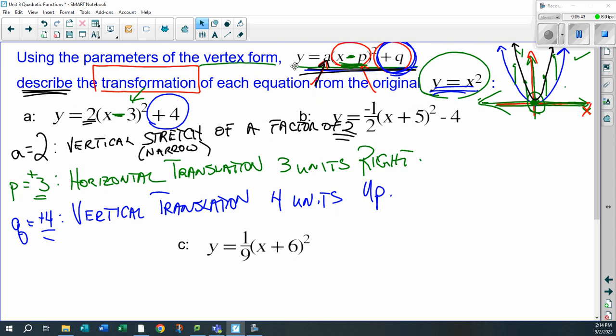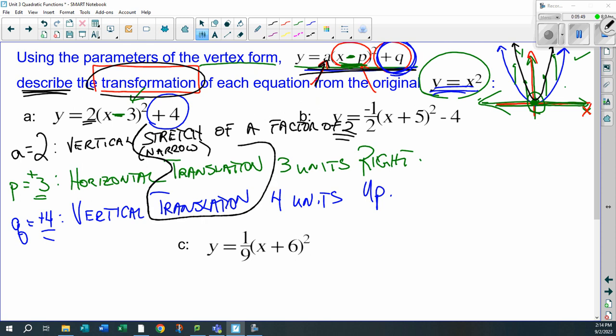Look, we're describing all of the transformations: stretch, a vertical translation, and a horizontal translation. All of these three words are under this umbrella of transformations. Pretty cool, right? So let's go on to B. Now hold on a second. I'm just going to clean this up for you and we'll go on to B.